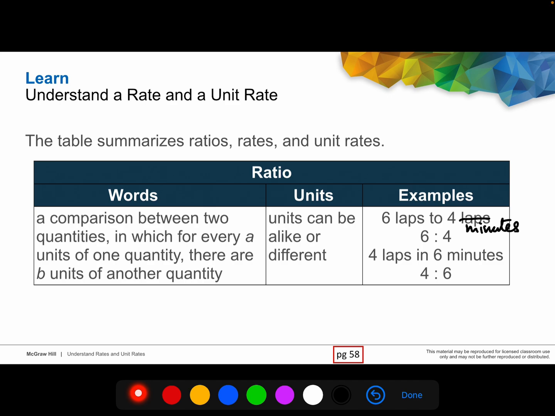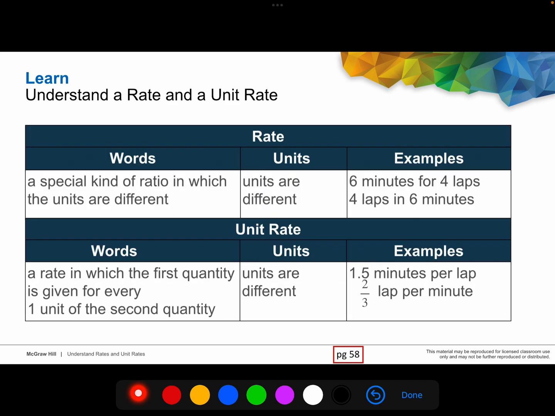In the case of a ratio, the units can be the same or different. Now a rate is a special kind of ratio in which the units are different, like 6 minutes for 4 laps, or 4 laps in 6 minutes. And a unit rate is an even further special case. A unit rate is a rate in which the first quantity is given for every 1 unit of the second quantity. And again, the units are different in this case.